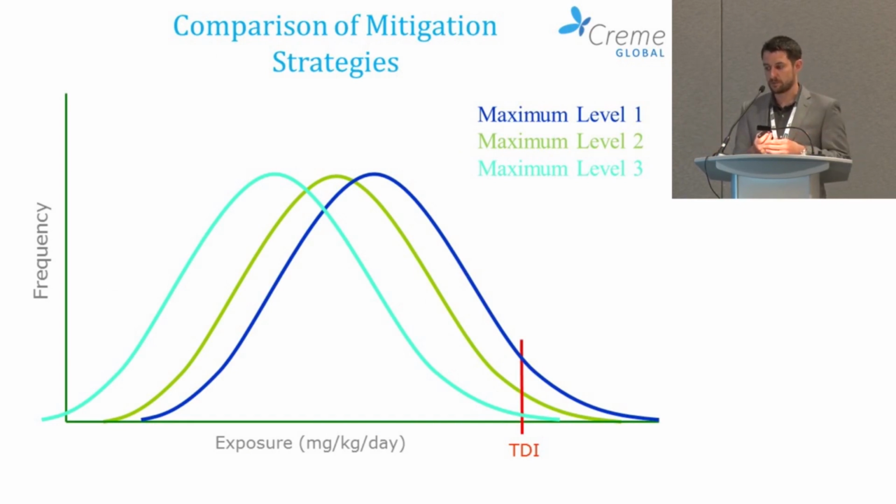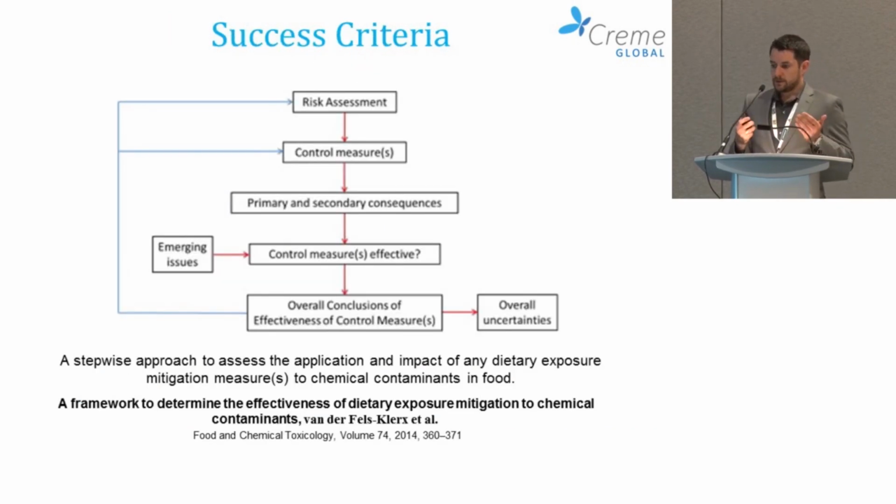So to put this in a pictogram, if you had 3 different maximum levels you wanted to experiment with, you could see how that influences your distribution of exposure and how a certain percentile of your population is hitting the tolerable daily intake of the mycotoxin or not. So you can model this and you can quantify it, and you can really say a lot more ahead of time before you introduce the mitigation strategy about what it should be. And I was involved in an ILSI Europe expert group on this very question. It was developing a framework or some criteria to assess the effectiveness of dietary exposure mitigation to chemical contaminants.